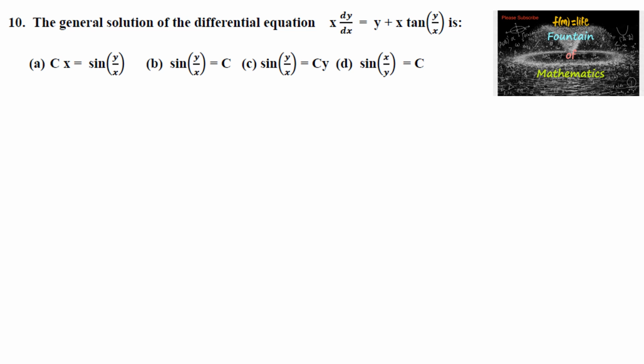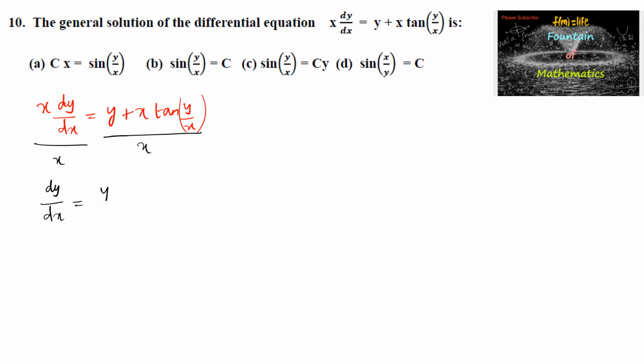The general solution of the differential equation x into dy by dx is equal to y plus x times of tan of y by x. Let us divide with x on both the sides. So we can write dy by dx is equal to y upon x plus tan of y by x. Let y by x is equal to v, or y is equal to x into v.